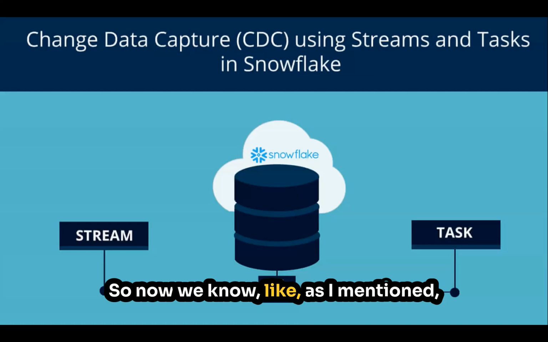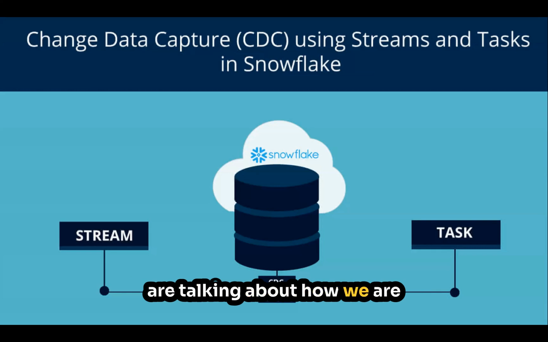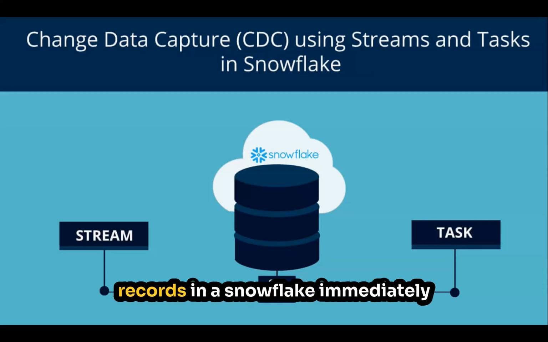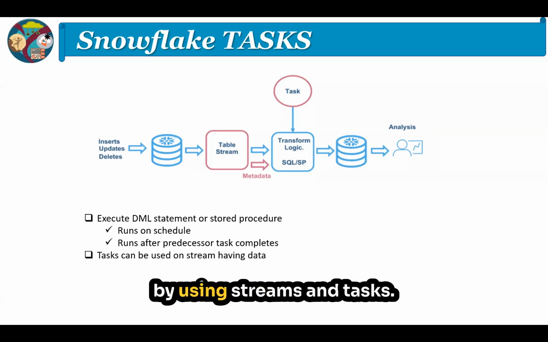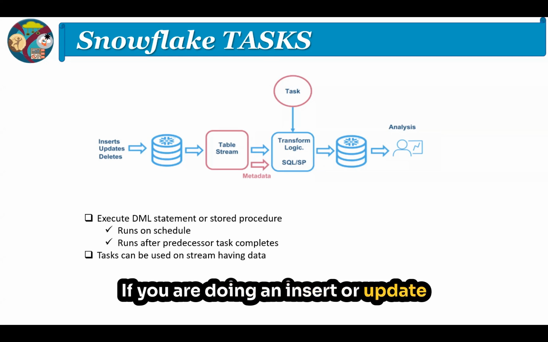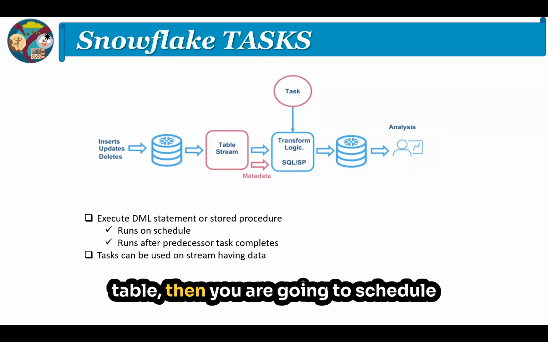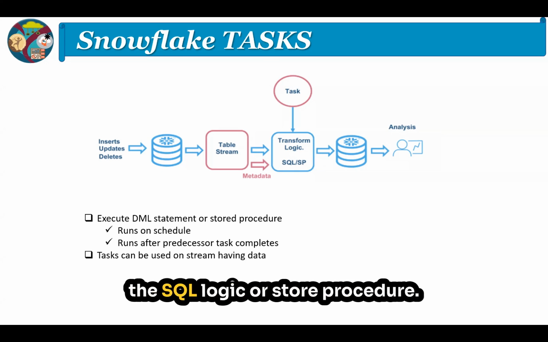So now, as I mentioned, streams and tasks are a good combo. Whenever people are talking about how we are going to implement SCD types in Snowflake, or how we are going to process the CDC records in Snowflake, this should immediately come to mind. It is possible in Snowflake by using streams and tasks. So what does this kind of workflow look like? If you are doing inserts, updates, deletes on a particular Snowflake table and you have already created a stream on top of that table, then you schedule a task and run the SQL logic or stored procedure.